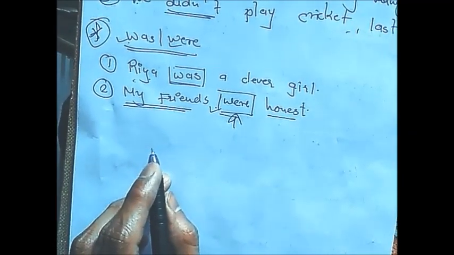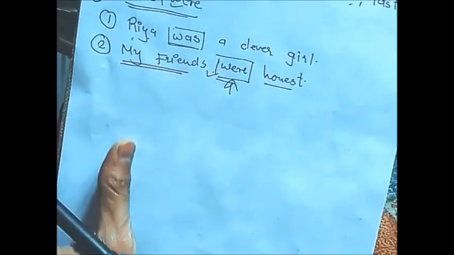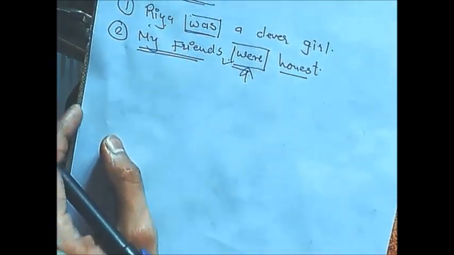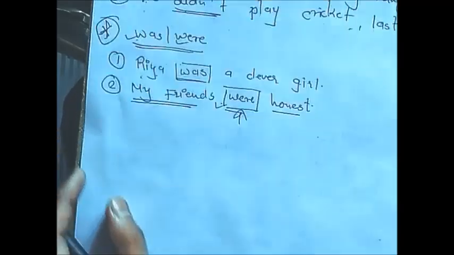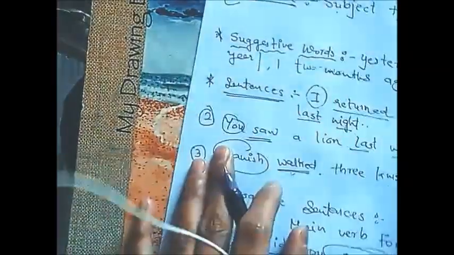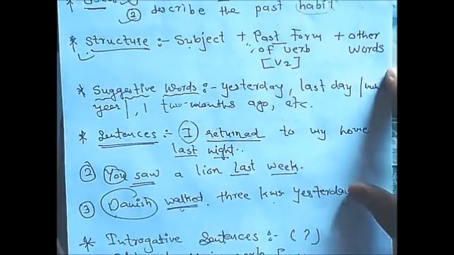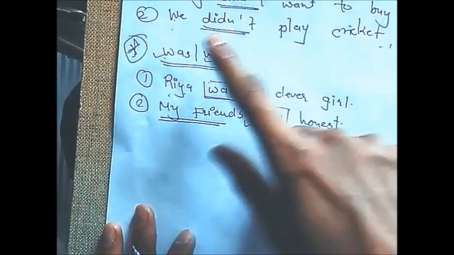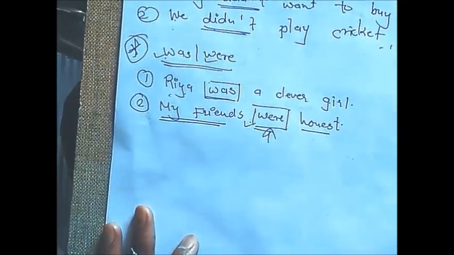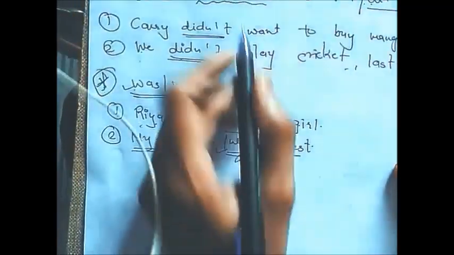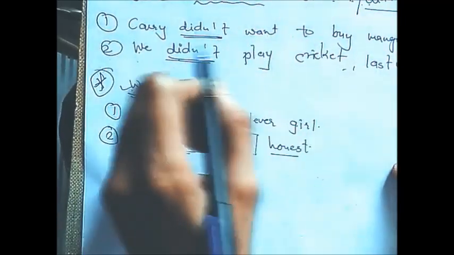So here we complete our topic, and in the worksheet you have to fill up the blanks with the correct answer. Keep in mind this structure, okay? Subject, past form of the verb, and other words. While making interrogative, use did along with the main verb form, and while making negative, use did not along with the main verb form.